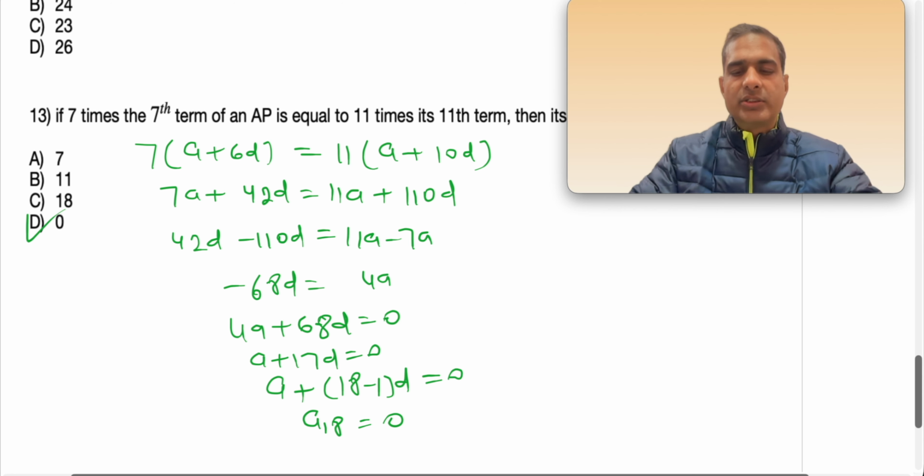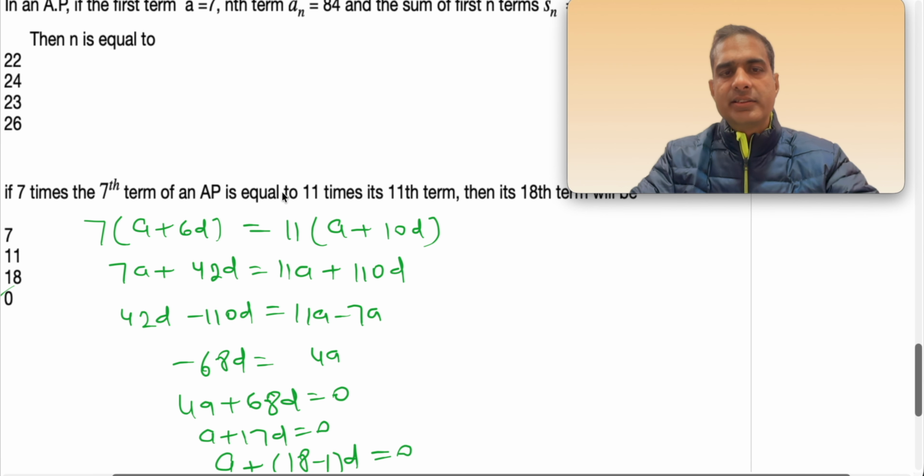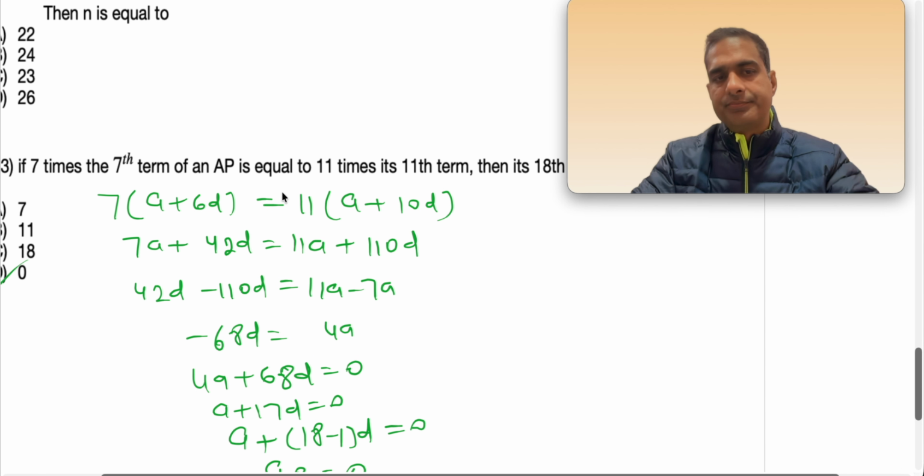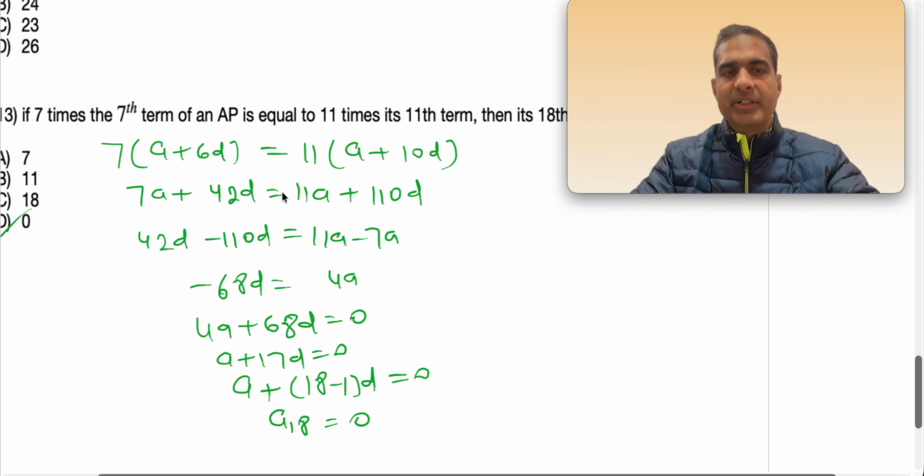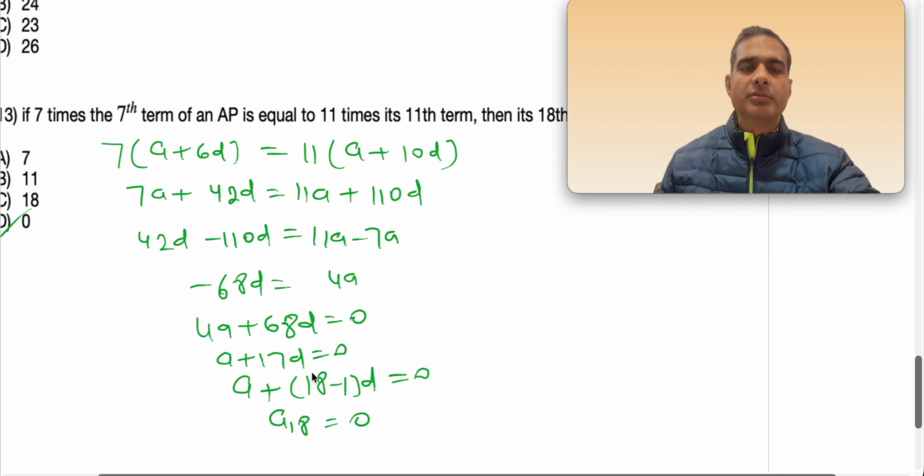So this was an interesting question in which only the relationship between the 7th and 11th term was given. So we used that concept, 7 times the 7th term is equal to 11 times the 11th term. Opened the bracket, simplified by bringing a on one side and d on the other side, shifted everything to the left hand side, so we got a plus 17d is equal to 0. We realized that this can be written as a plus 18 minus 1 d, which is of the form a plus n minus 1 d, the formula for an, that is a18, because in place of n here we have 18.